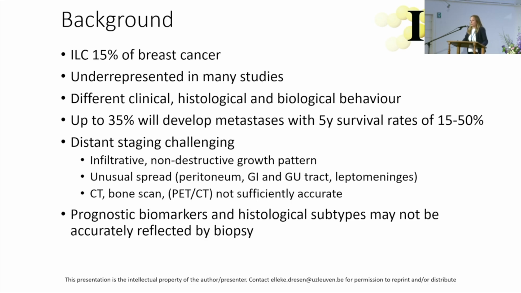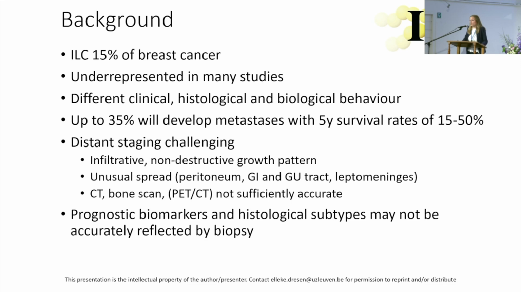Up to 35% of the patients will develop metastasis with 5-year survival rates ranging between 15 and 50%. And we know that distant staging is very challenging. That is because it has a very infiltrative, most of the time non-destructive growth pattern. And apart from the usual suspects like the liver and the bones, it also metastasizes to the peritoneum or the gastrointestinal tract or the leptomeninges. So that can be quite challenging for different imaging techniques. And we know that CT, bone scan, and sometimes also PET-CT are not good enough to evaluate these metastases.